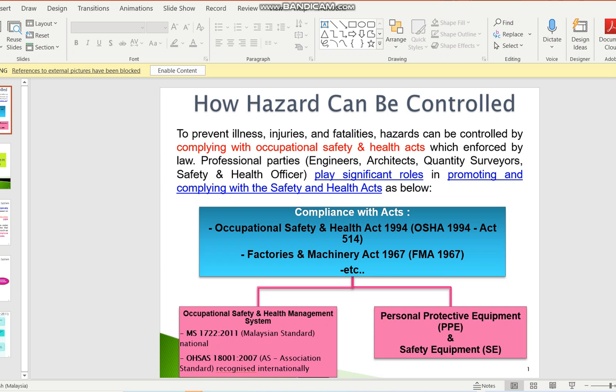So meaning that if you fail in that law, somebody dies and then you get sued, and the Department of Occupational Safety and Health comes and checks, they will look at whether you have that proper system and safety equipment in place or not. Otherwise, you will be breaking the law of Malaysia.